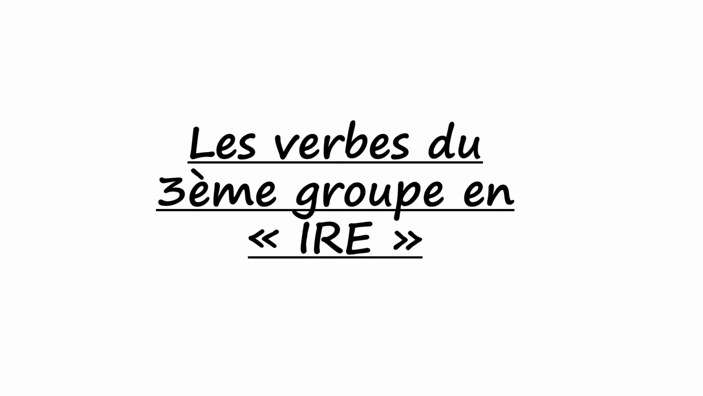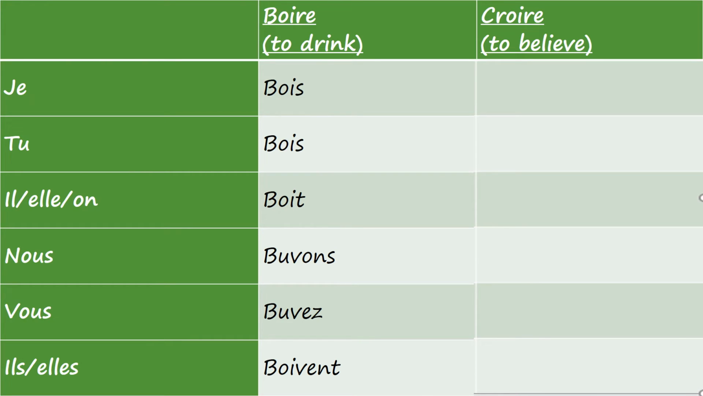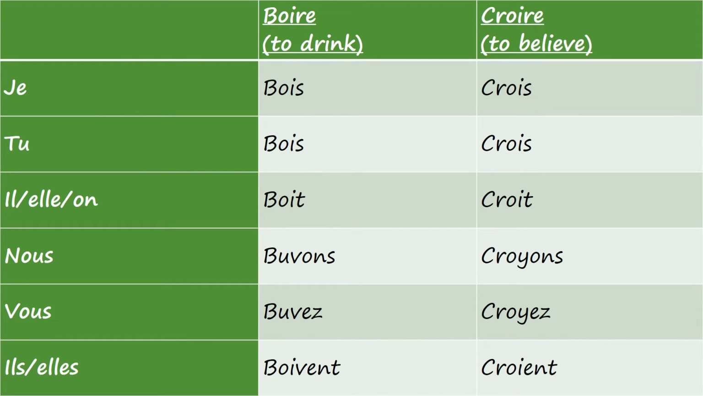Next category, the verbs which are ending in IRE. For the verbs in this category, there is no certain way to conjugate them. We need to memorize the conjugations. But still I would say that some are very similar, like boire and croire. Je bois, tu bois, il boit, nous buvons, vous buvez, ils boivent. Now, the verb croire is very similar to boire. It is je crois, tu crois, il croit, nous croyons, vous croyez, ils croient.